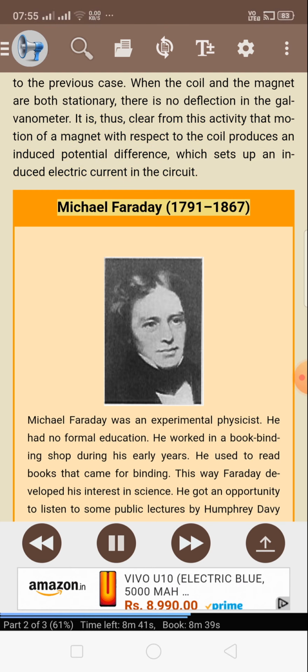Michael Faraday, 1791-1867. Michael Faraday was an experimental physicist. He had no formal education. He worked in a bookbinding shop during his early years. He used to read books that came for binding. This way Faraday developed his interest in science.